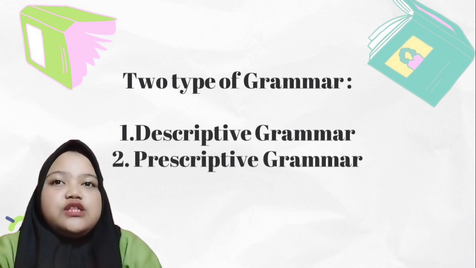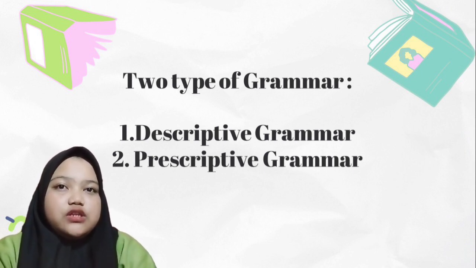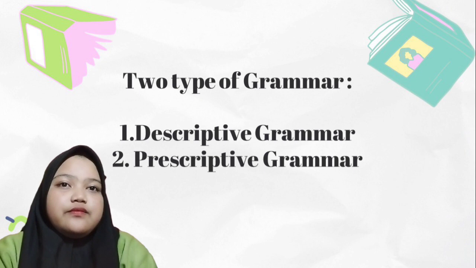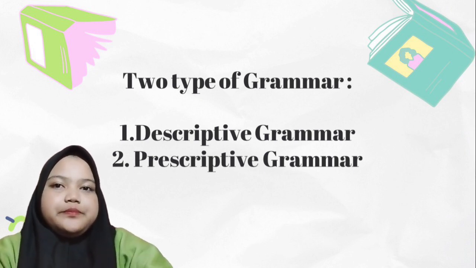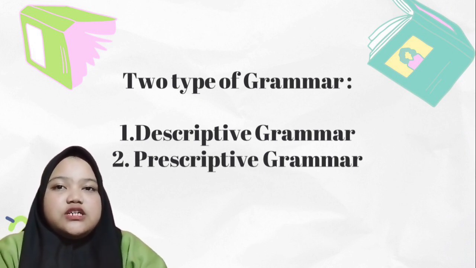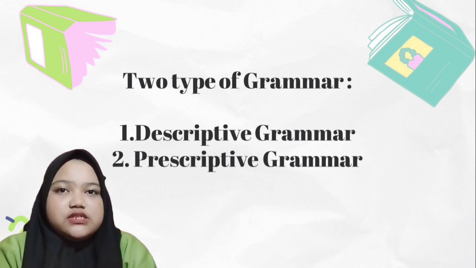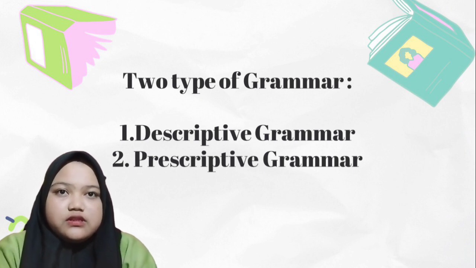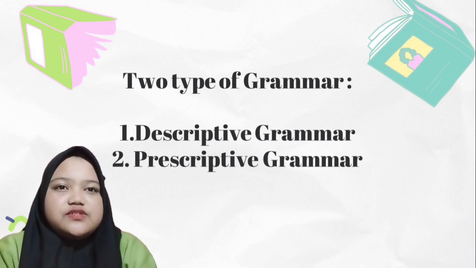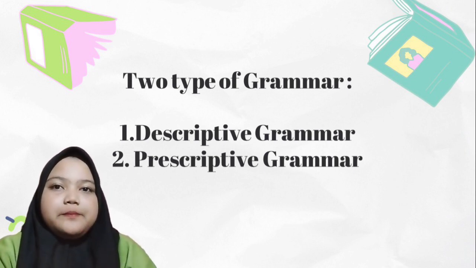And the second, use much for non-count nouns, use many for count nouns. For example, we don't have much coffee and we don't have many cups of coffee. The third is capitalize the first letter of a sentence. For example, The television is broken. It needs to be fixed.